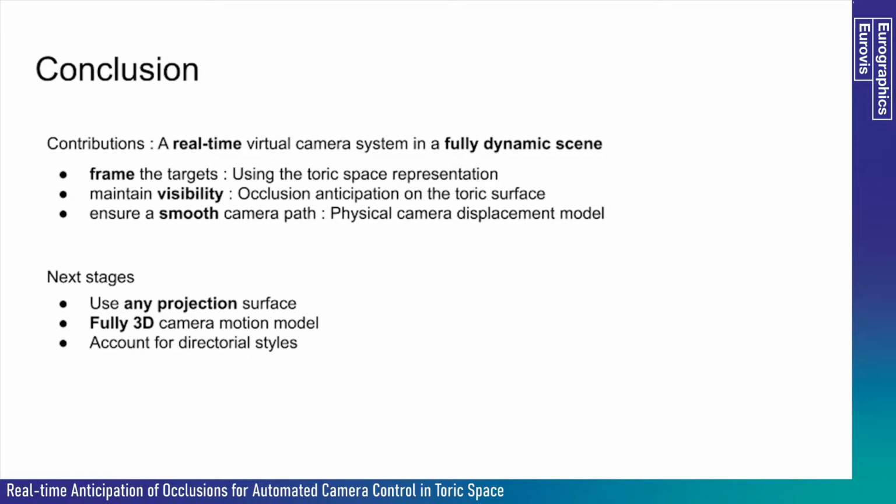For our future works, we have different approaches. First, as we only use the toric space for now, we could make the system more generic and use other surfaces. Second, for now, the system is constrained on the 2D surface. We would like to extend the system to a fully 3D camera motion model. Also, we'd like to account for directorial styles and specify to the camera what kind of shots it can do.